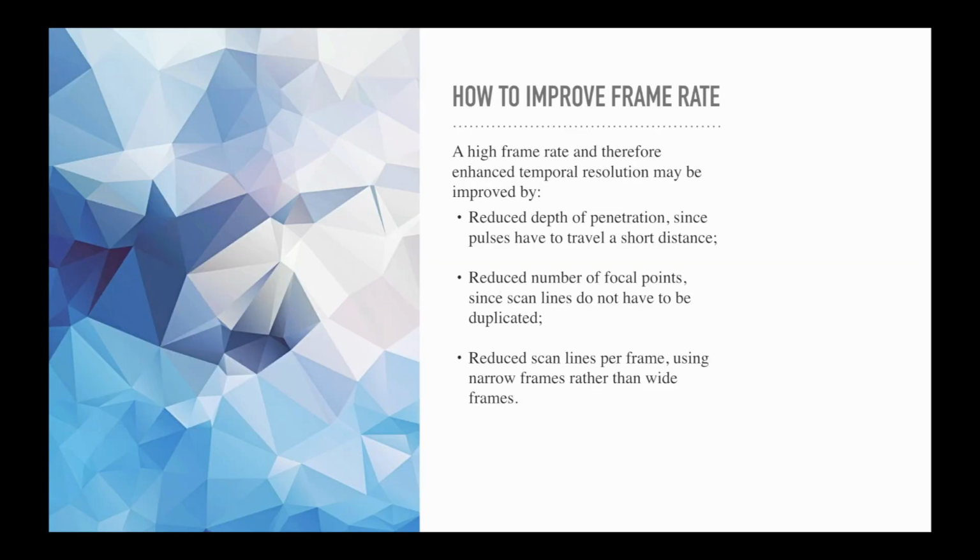I keep going over these because these are the things I really want you to remember. A high frame rate and good temporal resolution are impacted by 3 things: how deep you image, how many focal zones you have, and how many scan lines you have. The more you ask of the machine, imaging deeply, more focal points, because every focal point is another pulse. If you add one focal point, you're doubling how much work the machine has to do, and most likely halving your temporal resolution. Okay, so talking about frame rate, let's talk about a couple things that can change it.